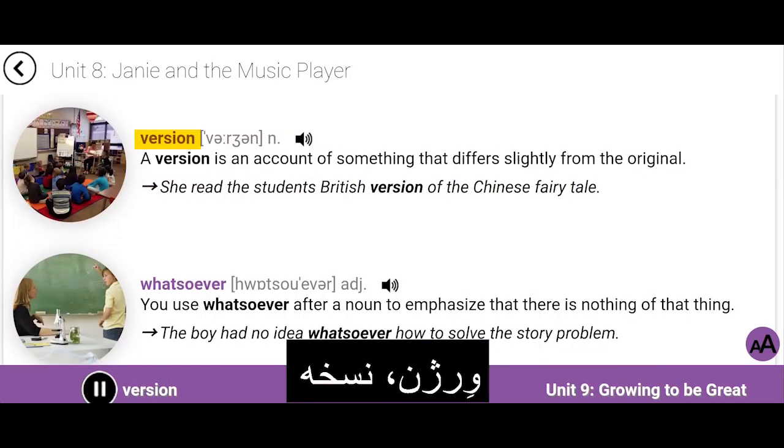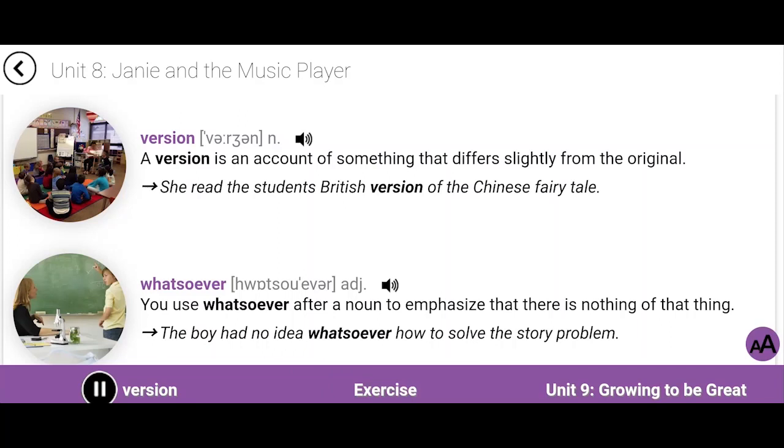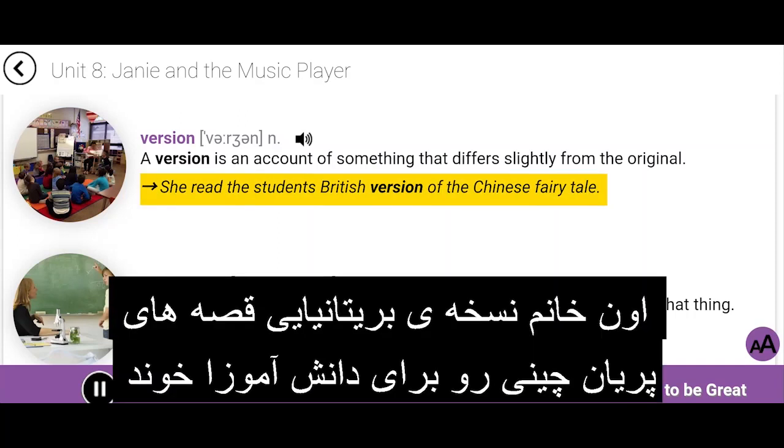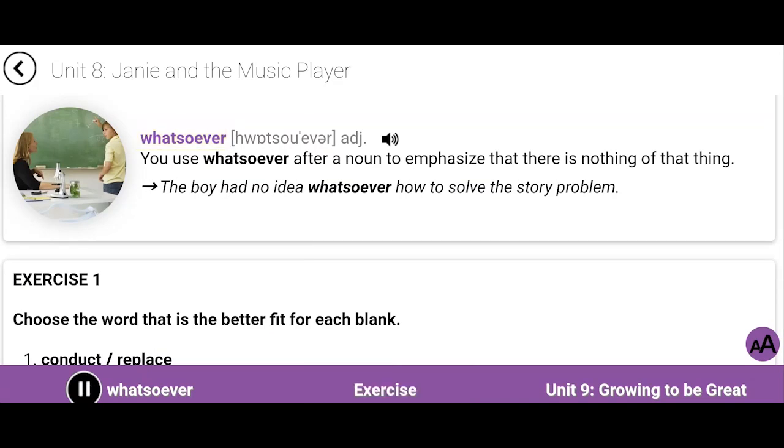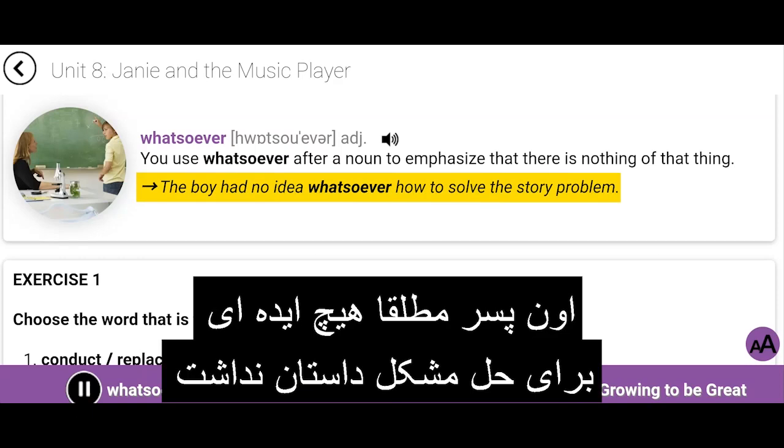Version. A version is an account of something that differs slightly from the original. She read the student's British version of the Chinese fairy tale. Whatsoever. You use whatsoever after a noun to emphasize that there is nothing of that thing. The boy had no idea whatsoever how to solve the story problem.